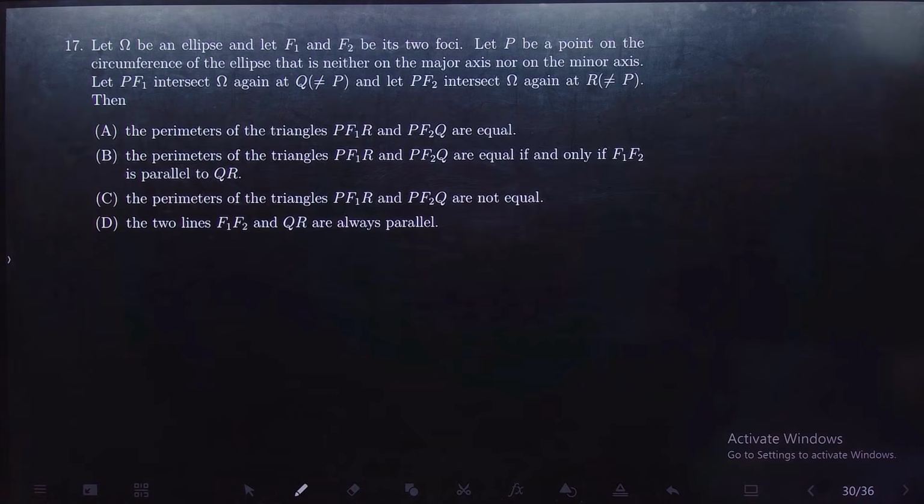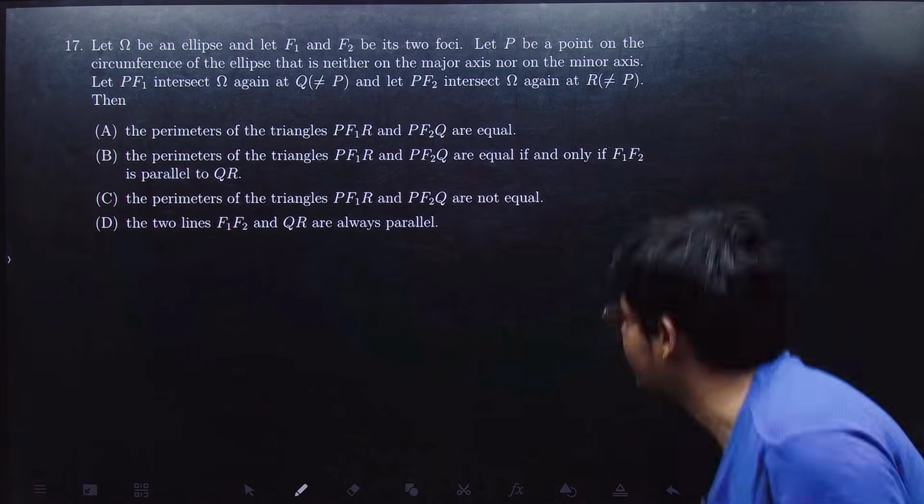So you have an ellipse omega, and F1 and F2 are its 2 foci, and P is a point on the circumference which is neither on the major nor the minor axis, right? If PF1 intersects omega again at some point Q, and PF2 intersects omega again at some R which is not P, then which of the following is true? Okay, so this is very simple. All you need to do is draw the figure.